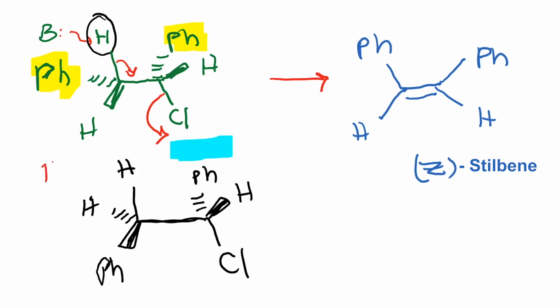Now if a base attacks in this particular conformation, you still can undergo elimination. The only thing is that it's going to give you the E product.